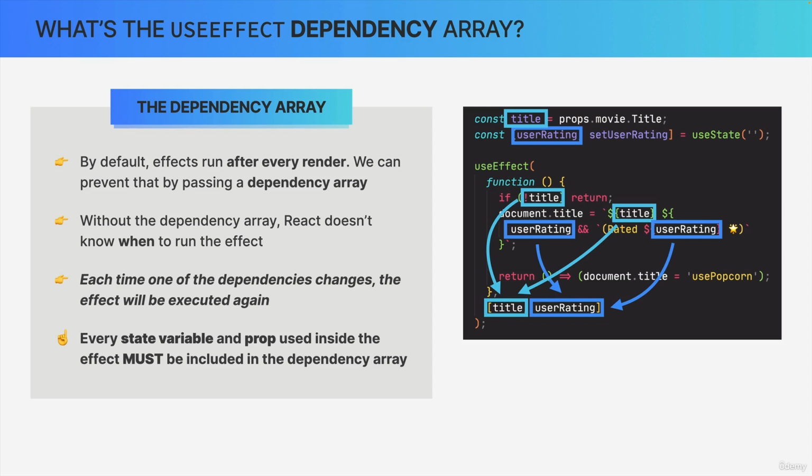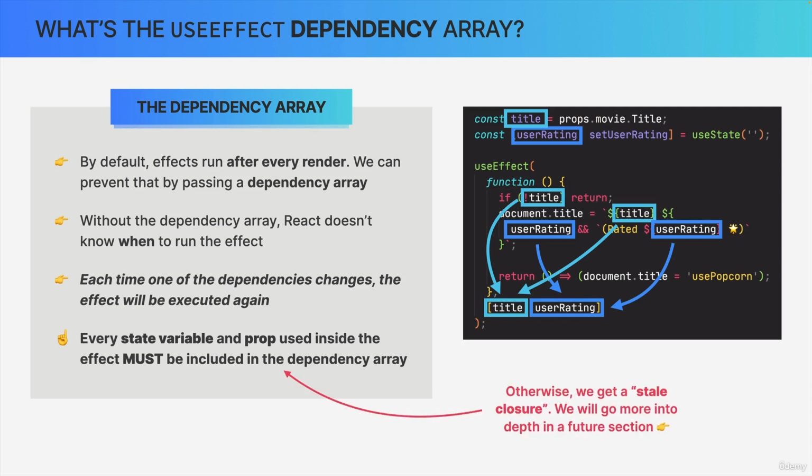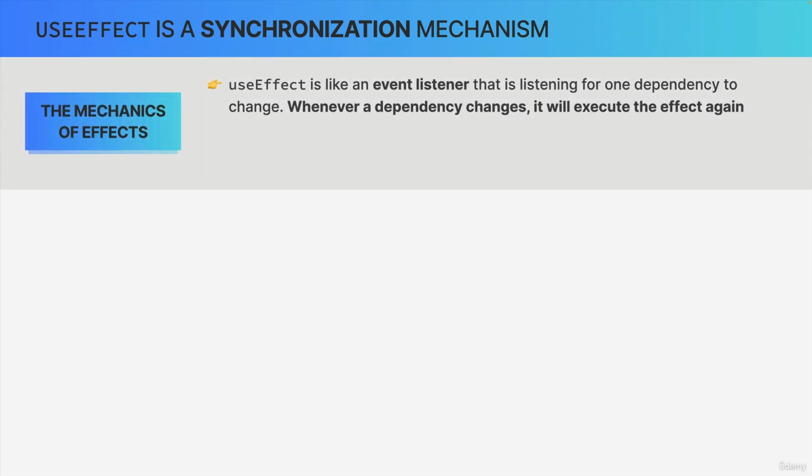And this will then lead to a bug called stale closure. And we will talk about what a stale closure is, and also about some more rules for the dependency array in a later, more advanced section. But for now, let's actually understand why the dependency array is so important for the useEffect hook. So I like to think of the useEffect hook as an event listener that is listening for one or more dependencies to change. And when one of the dependencies does change, useEffect will simply execute the effect again. So a bit like a regular event listener, but for effects.